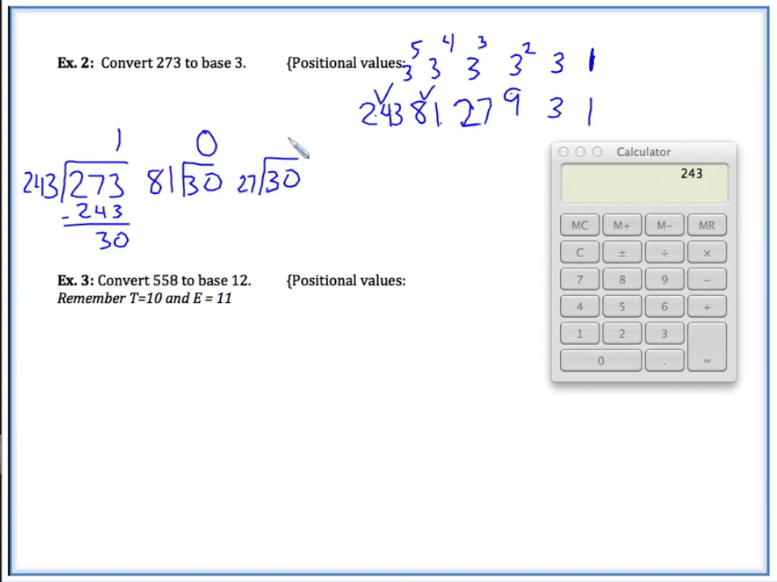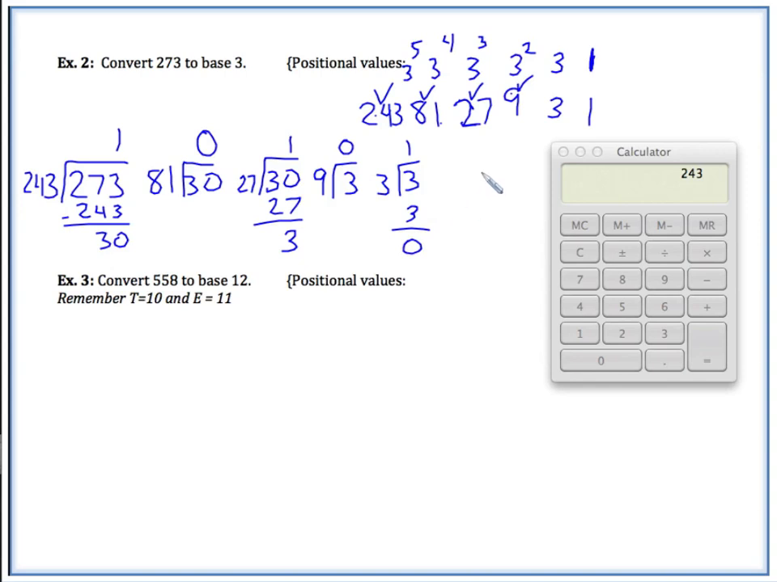Okay, now it is going to go in evenly one time. So 1 times 27 is 27. We get 3 left. So we take this remainder and divide it by the next smaller place value, which is 9. So we're going to divide this by 9 here, and we can't do it. So we have 0 groups of 9. Okay, and then dividing by the next smaller place value, we divide by 3. And that's 1 there.